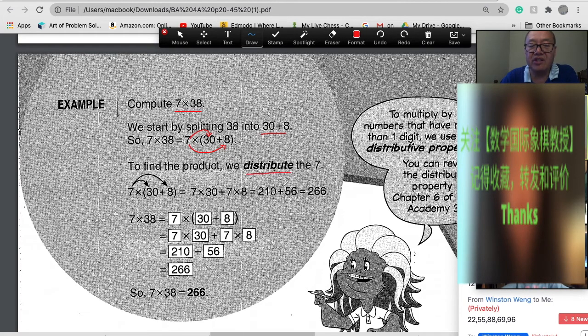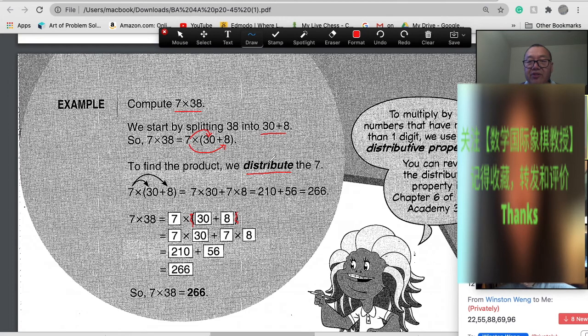This is called distributing because multiplication has a distributive property over addition. So we can write this as 7 times 30 plus 7 times 8. When you do this, you don't need the parentheses anymore, okay? So you just write 7 times 30 plus 7 times 8 equals 210, then plus 56, you get 266.